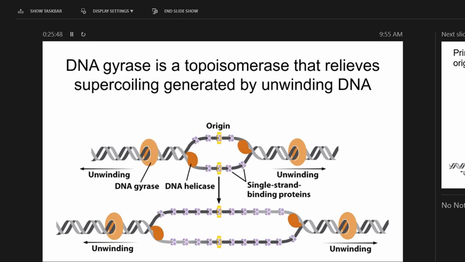What happens when you remove turns from the DNA or add turns? What happened with the piece of rubber hose that I had up here when I added or removed turns? You add supercoiling because the DNA wants to come back to the way that it is. So whether you have a circular DNA molecule in prokaryotes or a linear DNA molecule in eukaryotes, all this unwinding is going to make supercoiling of DNA over here and over here. And if that supercoiling doesn't get removed, it's going to get to the point where we're in trouble.